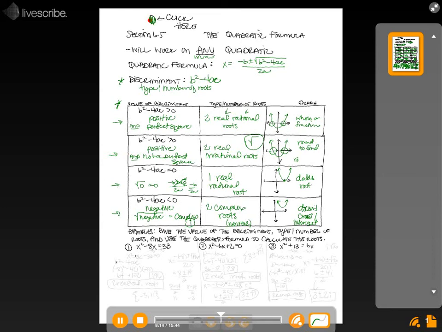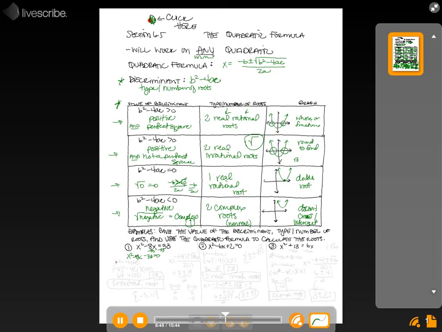Now we've got 3 examples down here, and for these examples, what we're going to do is find the value of the discriminant. Then using our chart, we're going to go back and give the type and number of roots, and then we're going to use the quadratic formula to calculate the roots. So there are 3 parts to these problems. Let's start with example 1. We've got x squared minus 8x equals 33. Now before we can do anything, we've got to get it equal to 0, so we're going to subtract 33 from both sides. And we get x squared minus 8x minus 33 equals 0.